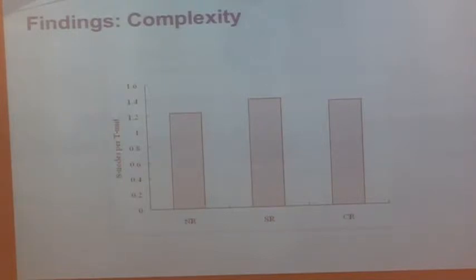What about complexity? Here he did find an effect. It doesn't look like very much of an effect, but on the NR, which is no reasoning, there are 1.2 S nodes per T unit, and on the other two reasoning demand tasks, there are slightly more, 1.4. Given the size of the sample, this was a significant difference, but there's no difference between simple and complex, which is what the cognition hypothesis predicts, right? More reasoning, more complexity. What we see here is reasoning, you get more complexity than no reasoning.